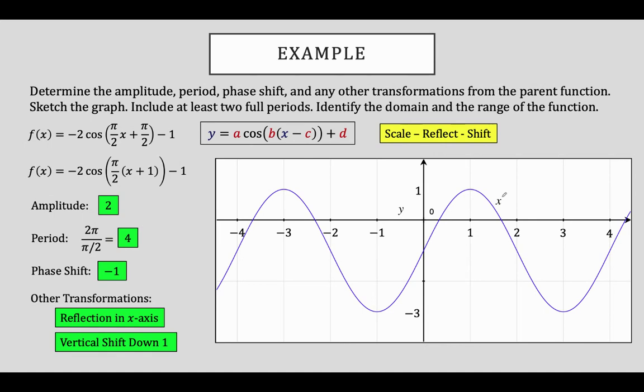What's the domain of this function? Well, domain is still all real numbers. And our range in this case, our lowest y value is -3. Our highest y value is 1. Therefore, our range is -3 to 1 with brackets. They are included. All right, those are your transformations for your cosine function.